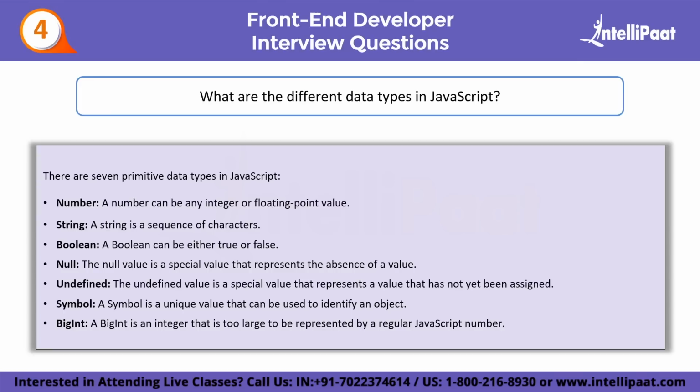A symbol is a unique value that can be used to identify an object, and an integer that is too large to be represented by a regular JavaScript number is considered as big int. In addition to primitive data types, JavaScript also has objects, and these objects are nothing but collections of data and functionality.